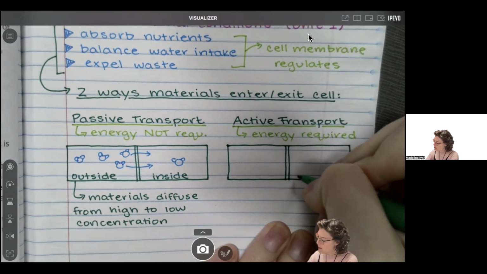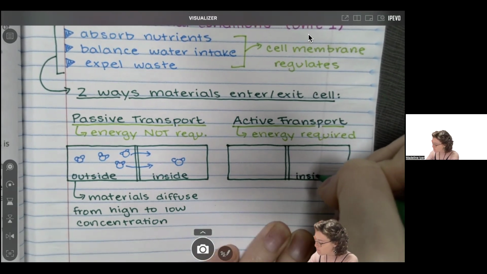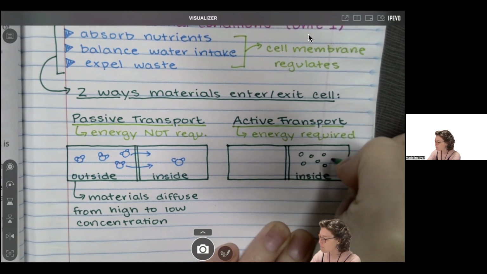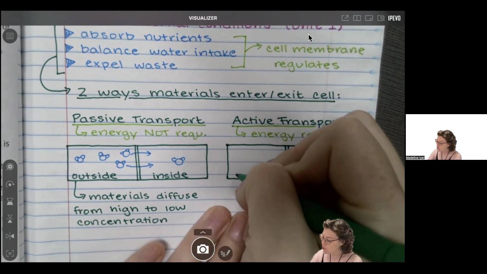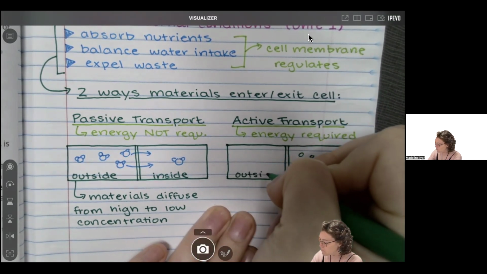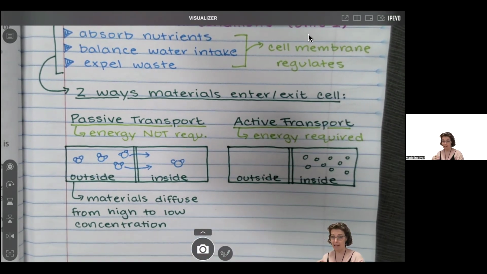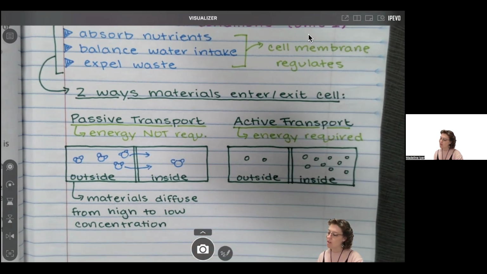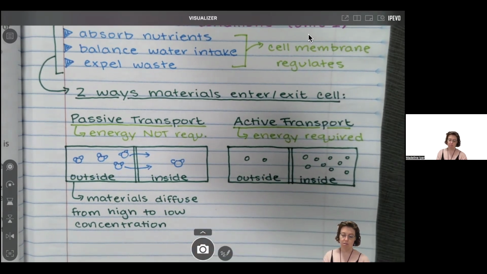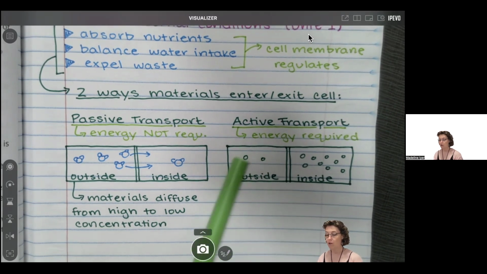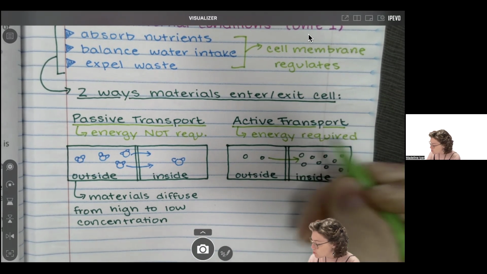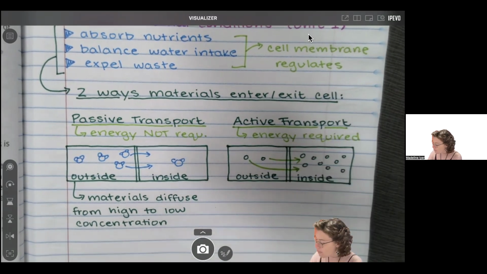So maybe inside the cell, we've got plenty of nutrients. Outside the cell, there are fewer. Just like inside you, there's more food you're currently digesting than there is in the space around you. So there's only a little bit here. I hope you can imagine that moving this food from an area of low concentration to an area of high concentration, it's not going to do that naturally. So we actually have to put some work into it.